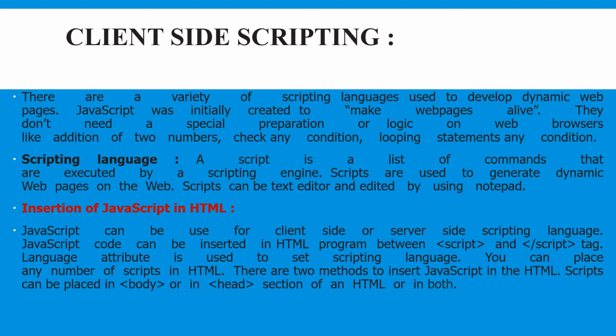Scripting language. A script is a list of commands that are executed by a scripting engine. So different tags, when we club them together, when we connect them together, form a scripting language, a scripting program, a scripting engine. Scripts are used to generate dynamic web pages on the web. Scripts can be written in a text editor and edited by using a Notepad application program.